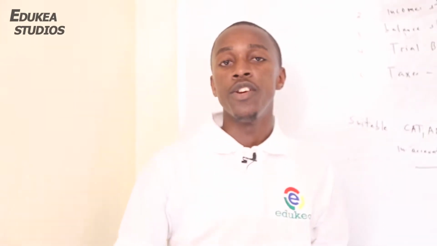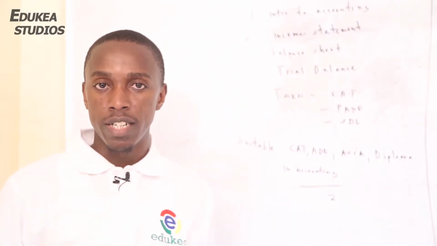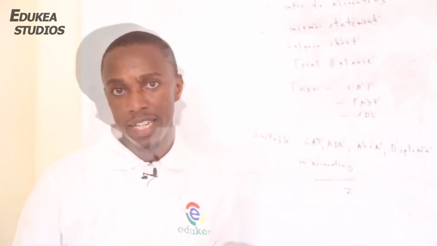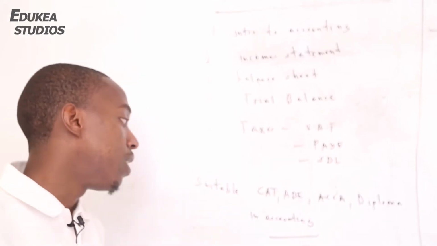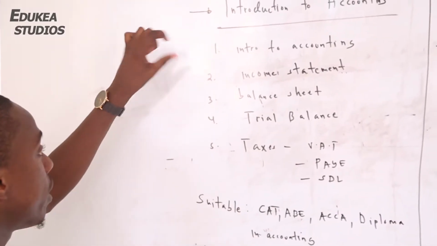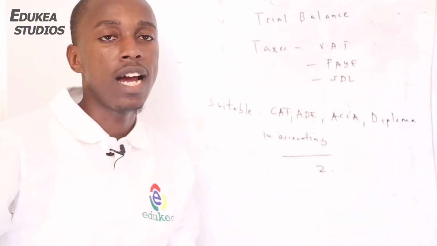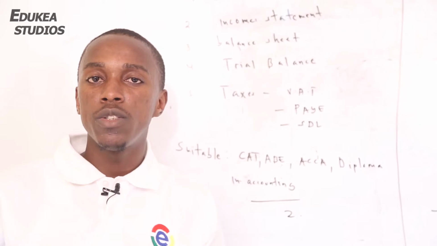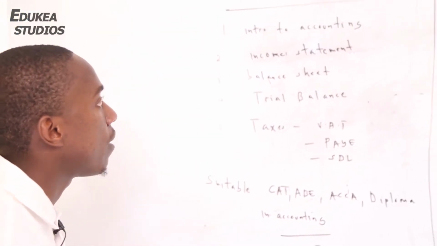On today's class, I would like to introduce you to the subject called Introduction to Accounting. This is the subject which prepares students to be ready to take accounting courses from the different levels. If you have covered Introduction to Accounting, you can be very comfortable dealing with CAT level of accounting, ABE level of accounting, ACCA, or a diploma in accounting, okay? This course is suitable for anyone who wants to enter into the world of accounting. So let us take a look at how many topics we're going to cover in this subject.